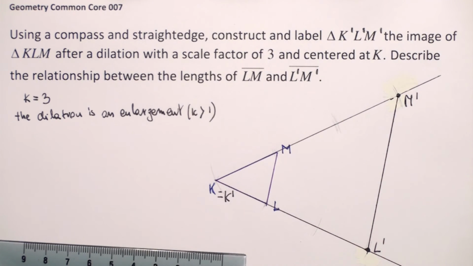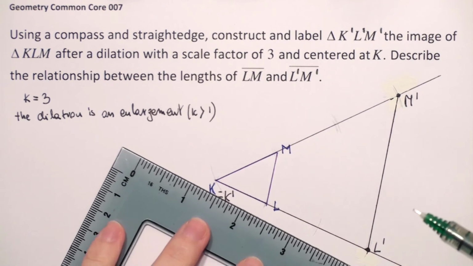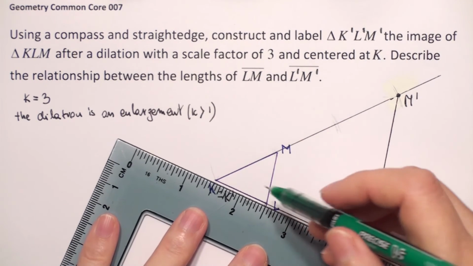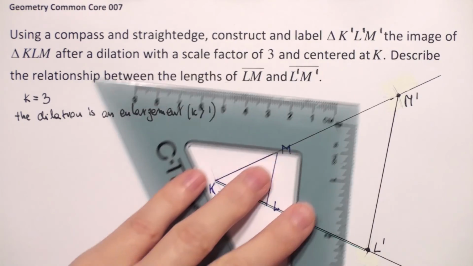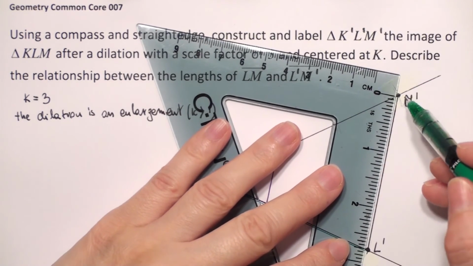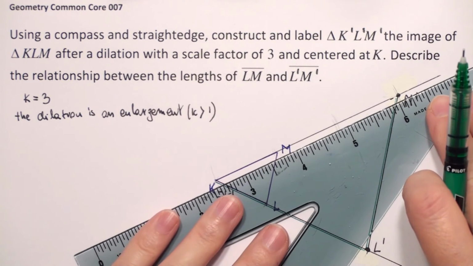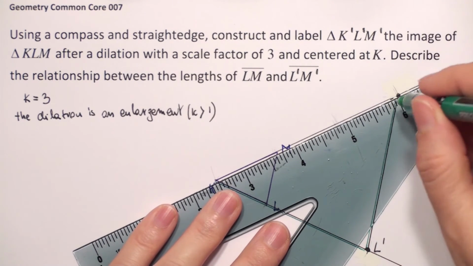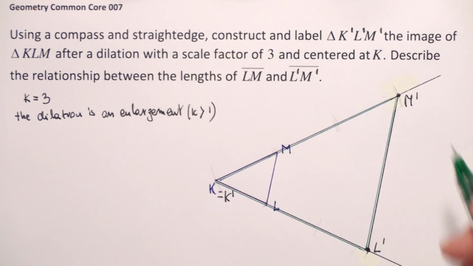we have triangle K prime L prime M prime. Let's maybe use the green. This is our triangle. This is our triangle K prime L prime M prime.